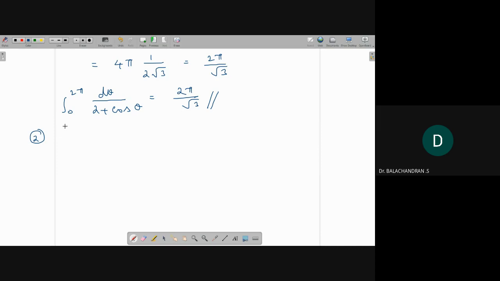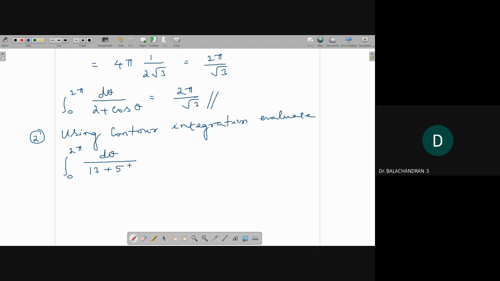Using contour integration, evaluate the integral from 0 to 2 pi of d theta divided by 13 plus 5 sine theta. Solution. Let us take z equal to e power i theta, and then d theta equal to dz by iz. And then I need sine theta, sine theta equal to, as already derived, z square minus 1 by 2iz.